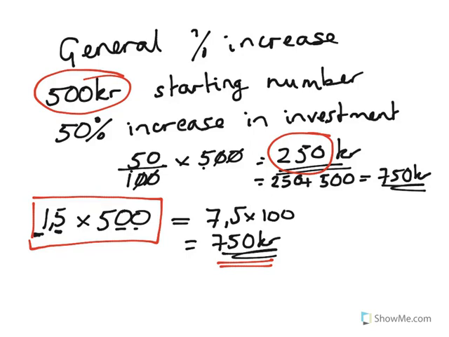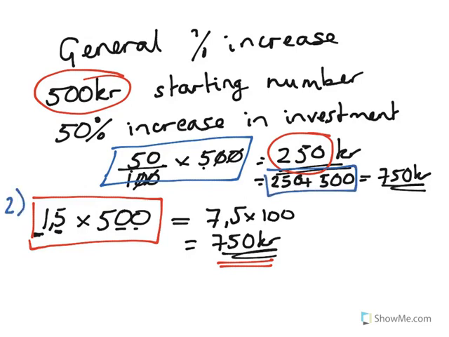But in step 1, I first had to multiply through my equation to get this answer, then I had to do an addition to my original, whereas if I do it in step 2 here, I did everything all in one and got my final answer. So general percentage increase is pretty useful to know. Okay, let's look at some other things then.